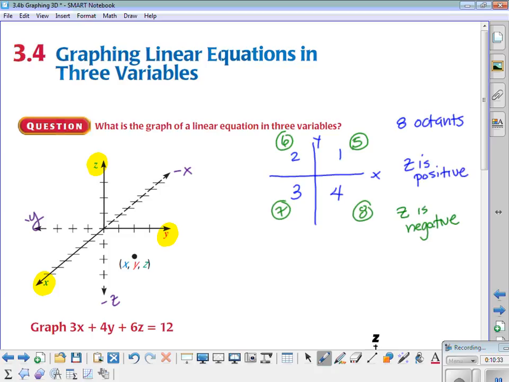Okay, so you can use that to figure out what octant something is in. I don't think any of the problems tonight are going to ask you to do that, but I just want to make sure I explain that to you. Okay?